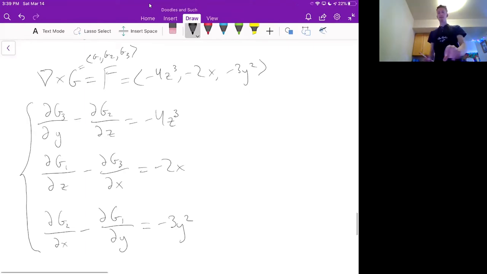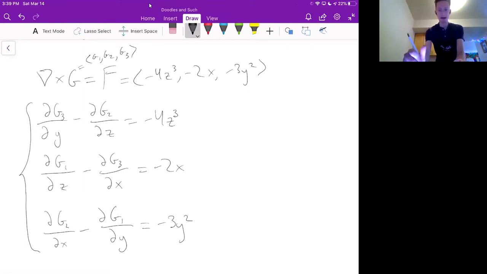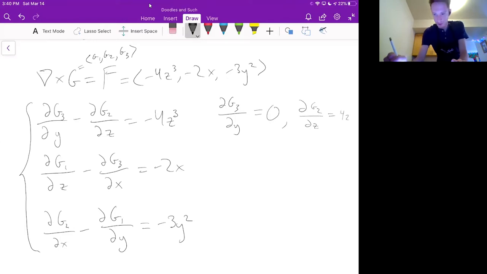And as a hint for the first one, it would be nice if I could just set it up so that partial of G3 with respect to y is 0, and partial of G2 with respect to z is 4z cubed, right? That would be an easy way to set it up.